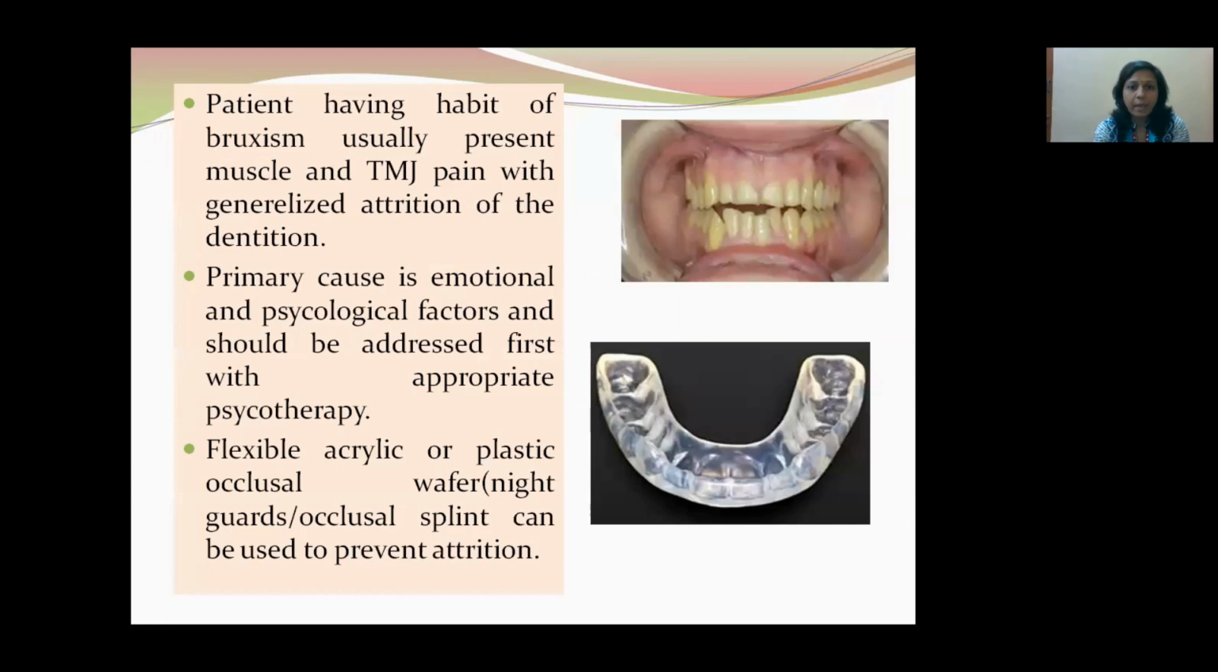Patients having habit of bruxism usually present muscle and TMJ pain with generalized attrition of the dentition. Primary cause of bruxism is emotional and psychological factors and should be addressed first with appropriate psychotherapy. Flexible acrylic or plastic occlusal wafers, that is night guard or occlusal splint, can be given to prevent the attrition of the teeth. This type of appliance is given for the treatment of bruxism.